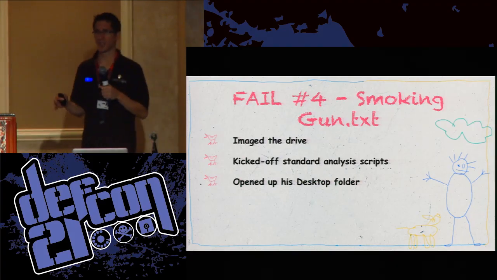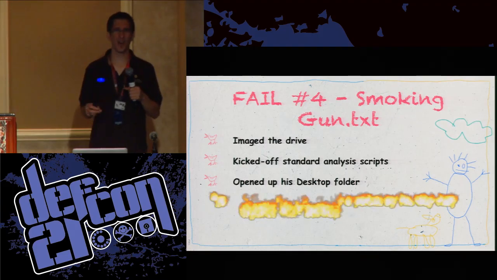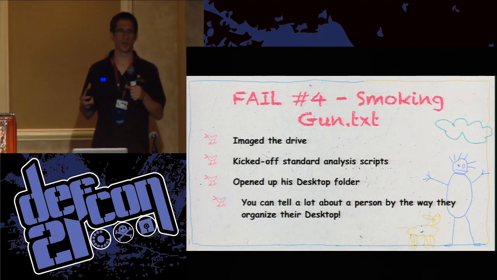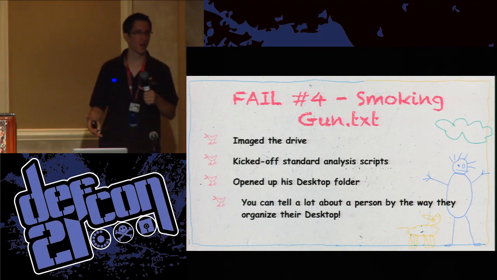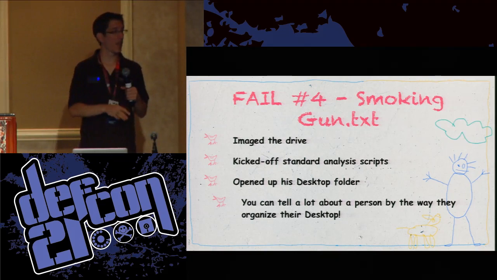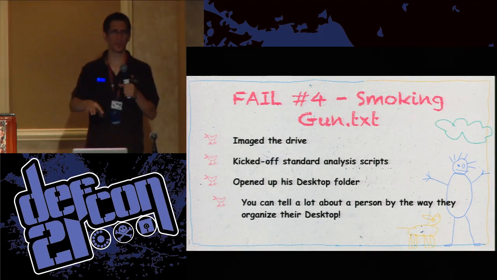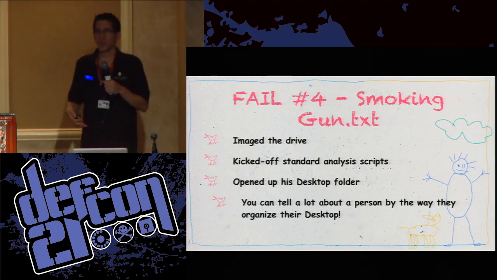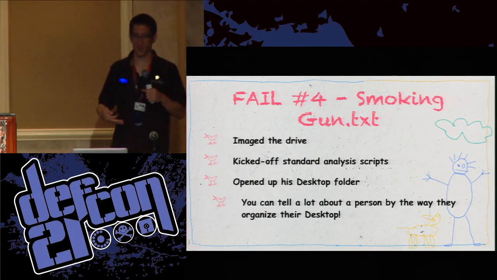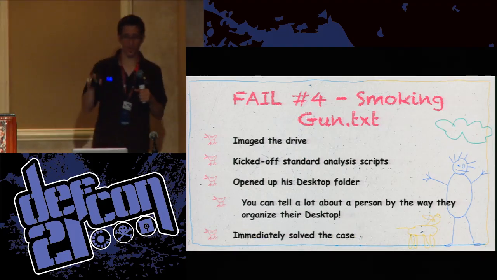I always like to open up the desktop folder of every suspect that I'm examining, because you can tell a lot about the person when you're looking at the desktop. Did they cram a lot of files in there in an unorganized fashion, or is everything neatly packed away in the My Documents folder? Are they arranged nicely, or is it all scattered? It tells you a little bit about the person, so you can get a little into the mind of who they are. And immediately, I solved the case.